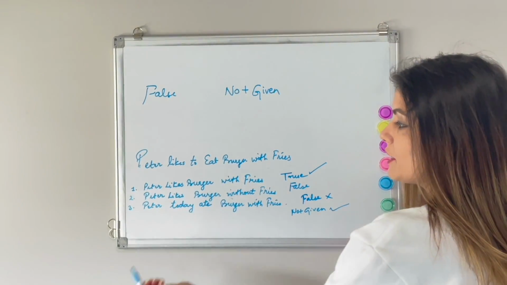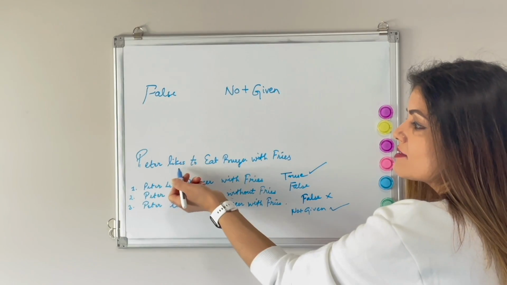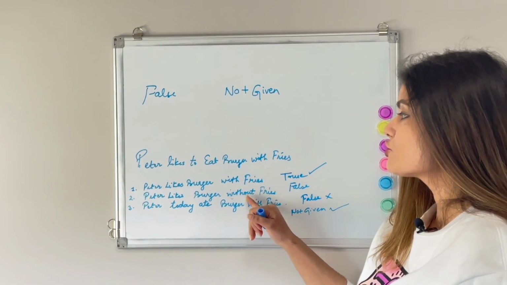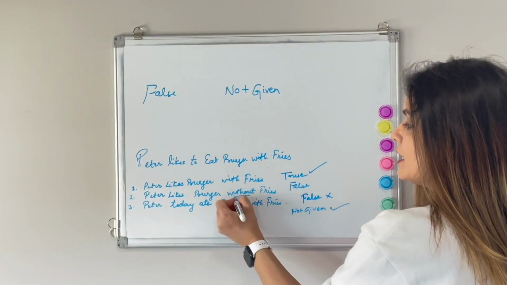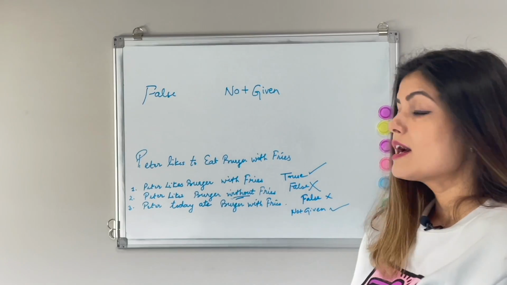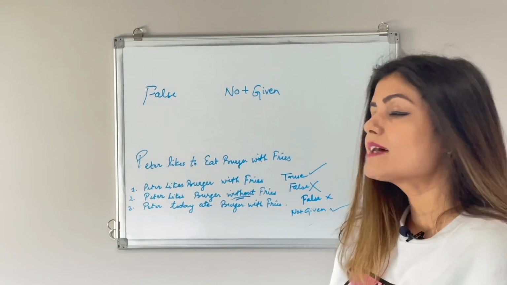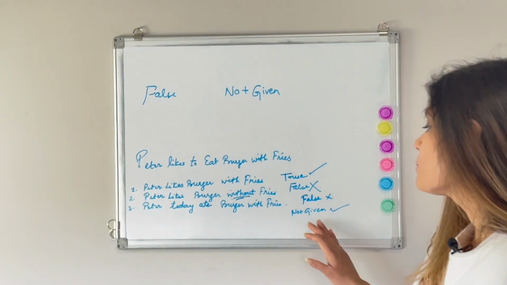For example, here Peter likes burger without fries. But here it says that Peter likes to eat burger with fries. Now this information is the complete opposite of that, so clearly this one is false. However, if your statement says something that is not given in the text at all, in that case the answer would be not given.